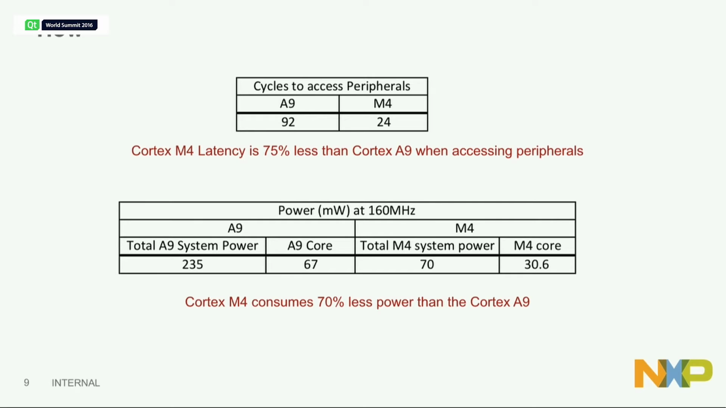The M4 on this part takes much fewer cycles, so you can lower the frequency a lot. On next generation stuff I'm working on, this will be 1 cycle for the M4 to access those things, right? So much more efficient. And this shows total system power: 235 milliwatts to do a particular task versus 70 for the M4. So you can see it makes a big difference.